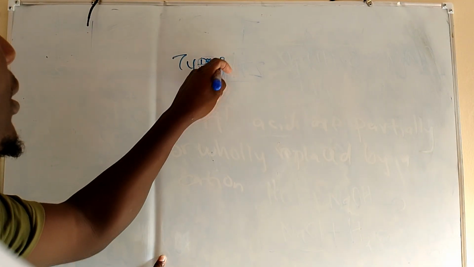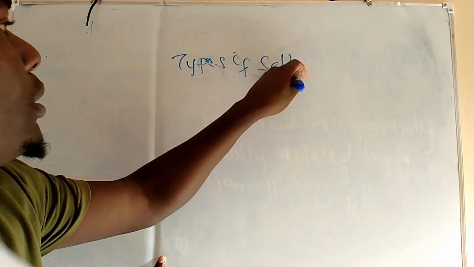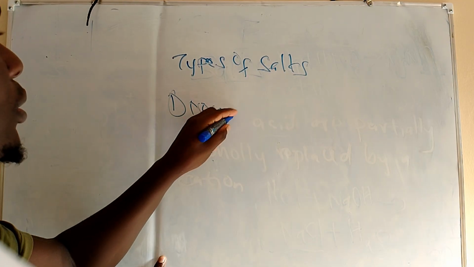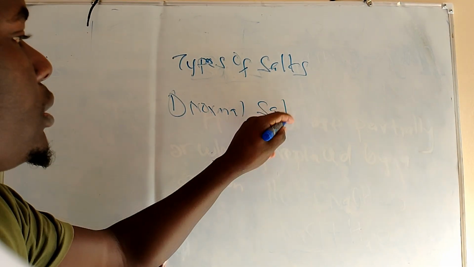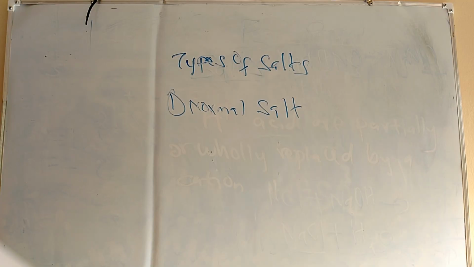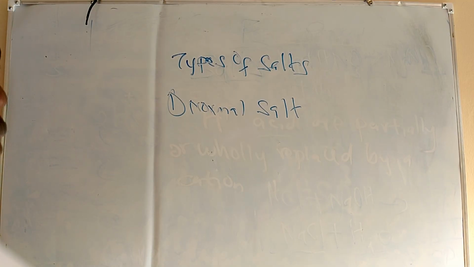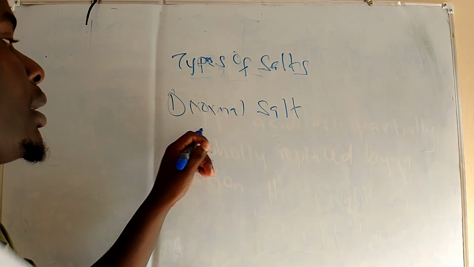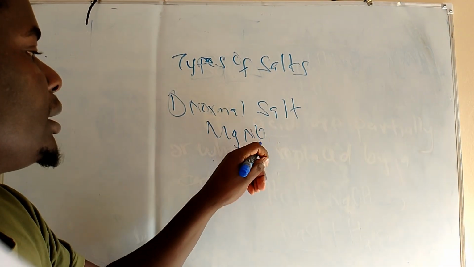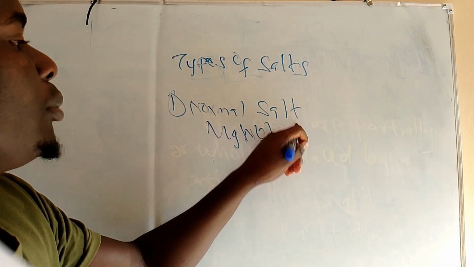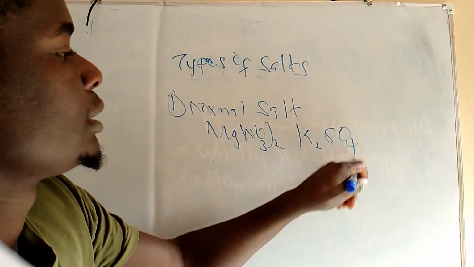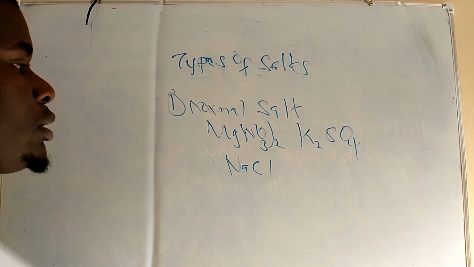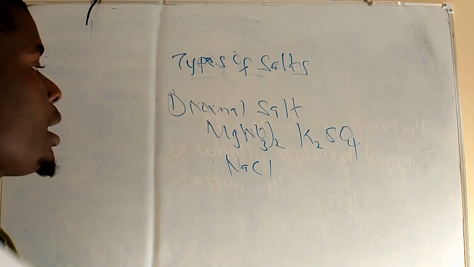Types of salts. We have 4 types. Number 1 is normal salt. What is a normal salt? A normal salt is a salt which does not contain any replaceable hydrogen ions. Like magnesium nitrate, potassium sulfate, sodium chloride. All those are normal salts because they do not contain any replaceable hydrogen ions.